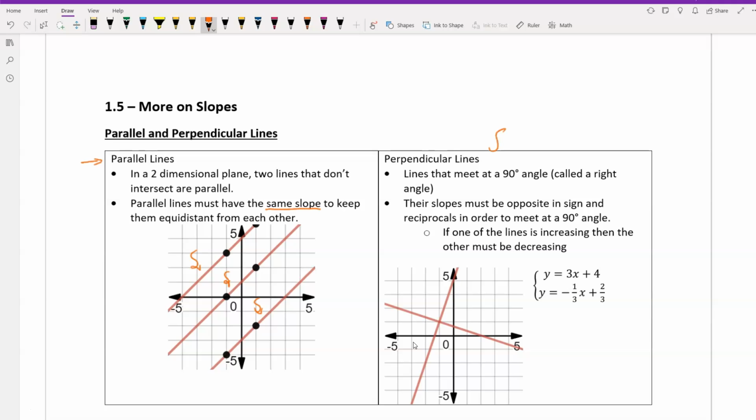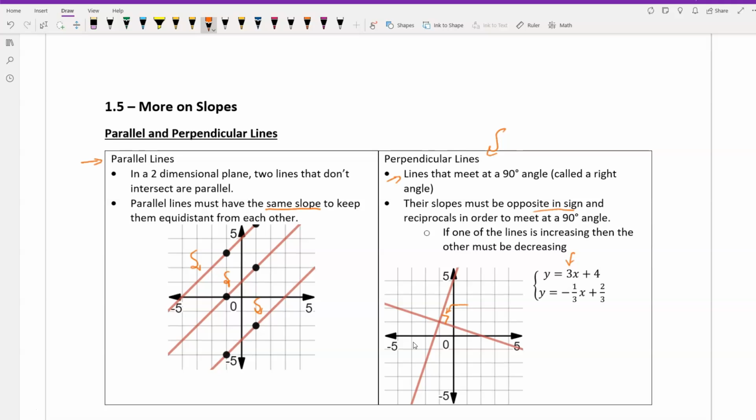And what we have here on the right side is for perpendicular lines. So on this part we have these 2 straight lines. It says lines that meet at a 90-degree angle are called a right angle. So here we have a right angle, and their slopes must be opposite in sign and reciprocals in order to meet at a 90-degree angle. For example, here we have y equal to 3 times x plus 4.